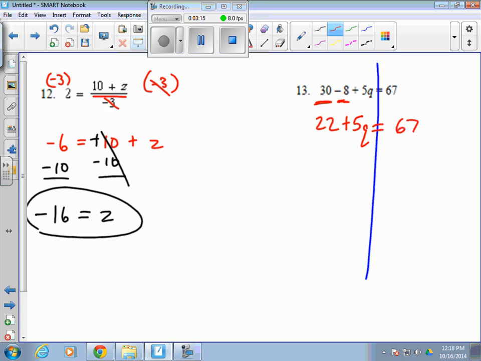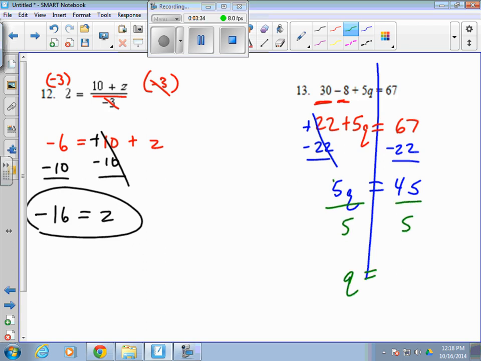Equals 67. Undo addition and subtraction of positive 22 by subtracting it. If you subtract it there, subtract it here. 7 minus 2 is 5. 6 minus 2 is 4. 5Q, since this cancels, equals 45. Undo the fact that it says 5 times something by dividing by it. Do it here. Q's value is going to be equal to 9.